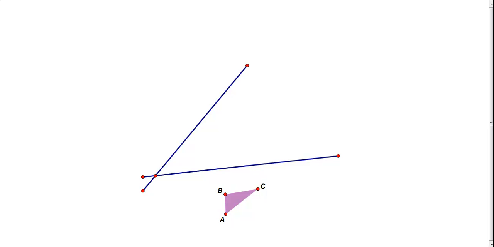Why did the obtuse angle go to the pool? Because it's more than 90 degrees. Awesome. Thanks, Shelby, for the great joke of the day.